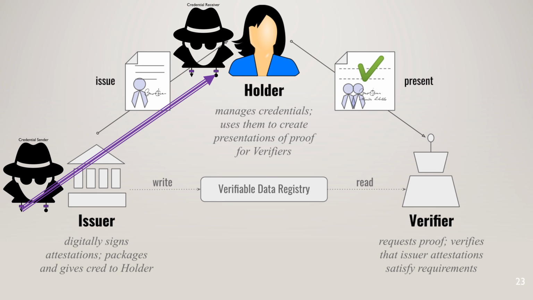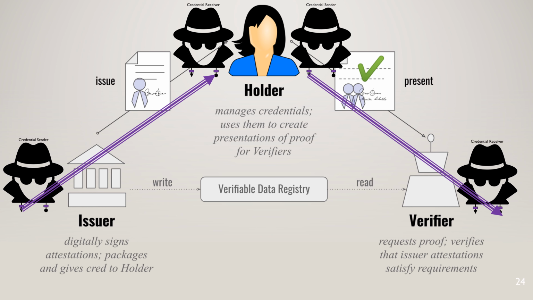To illustrate that, I've got a credential sender on the left. The issuer is a specialization of a credential sender, and the holder in this case is a specialization of the credential receiver. Moving over to the right-hand side, the holder is also a specialization of the credential sender when Alice, in this case, is sending the verifiable credential or verifiable presentation to the verifier at the bottom right. The verifier is a specialization of a credential receiver.